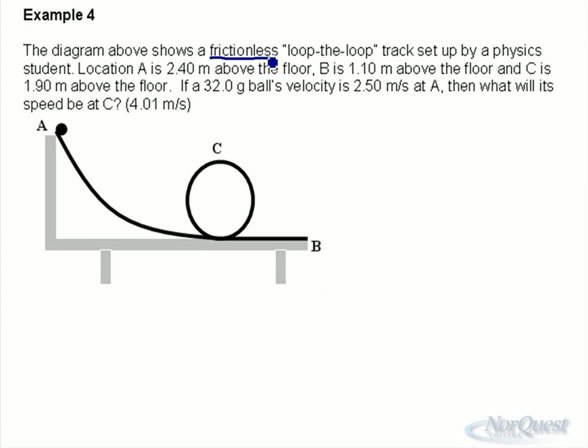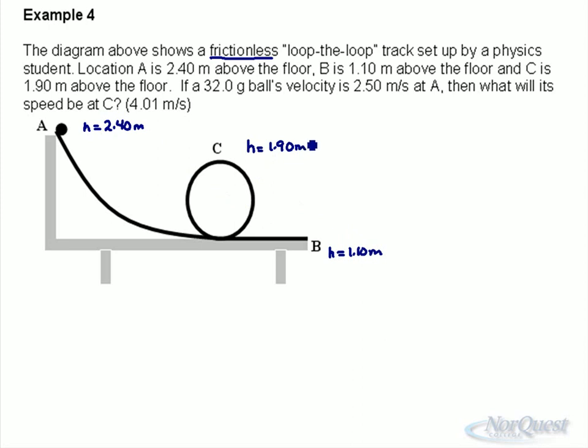So the diagram shows a frictionless loop-to-loop track. Location A is 2.4 meters above the ground. So we're talking about A, we're going to say its height equals 2.4 meters. B, 1.1 meters. And C, 1.90 meters.